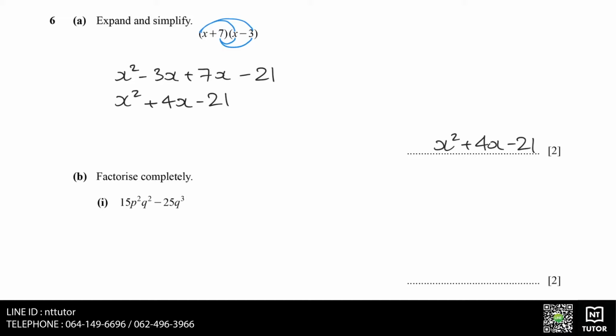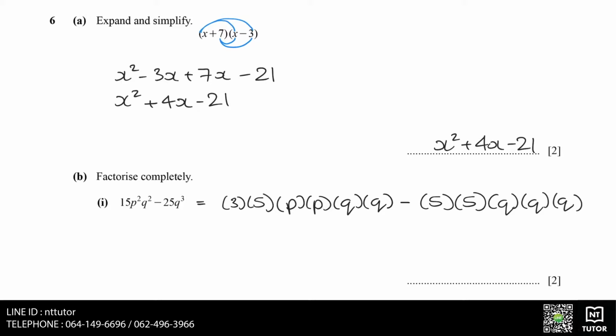B. Factorize completely 15p²q² - 25q³. To factorize this expression, since it's not a quadratic, we will factorize by taking out the common factors between the two terms. If we write out all the factors of the two terms, we can see that the common factors they have are a 5 and 2 q's. This means that we can take 5 and 2 q's out from these two terms, or take 5q² from the two terms, and what's left will be left behind in the bracket.